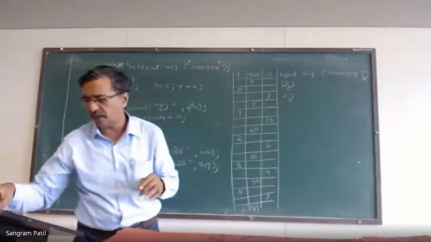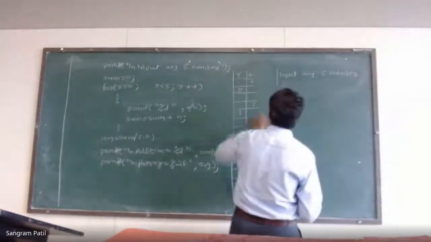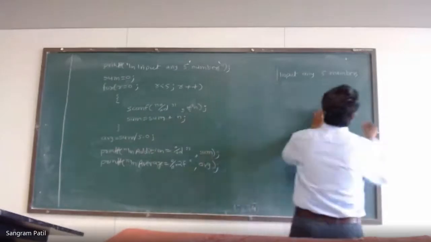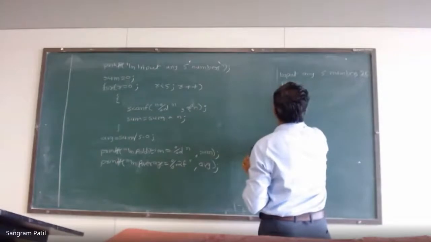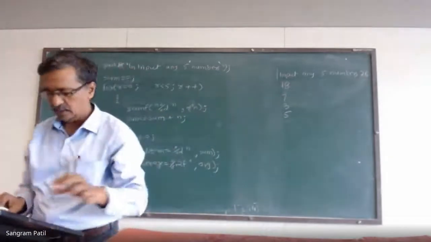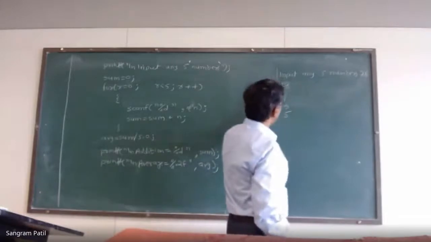But now if I input numbers as, suppose, 26, 18, 7, 3 and 5. Like this, if I input 5 numbers, this 26 is greater than 10, 18 is greater than 10.